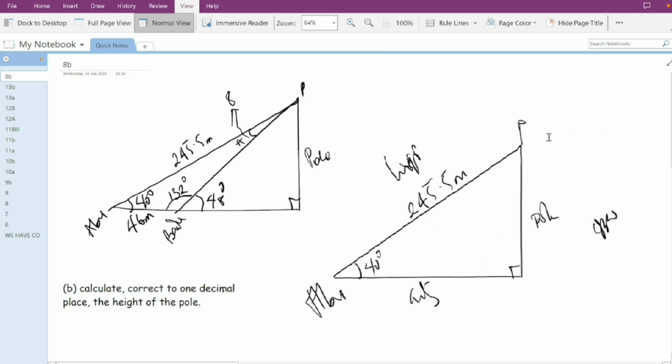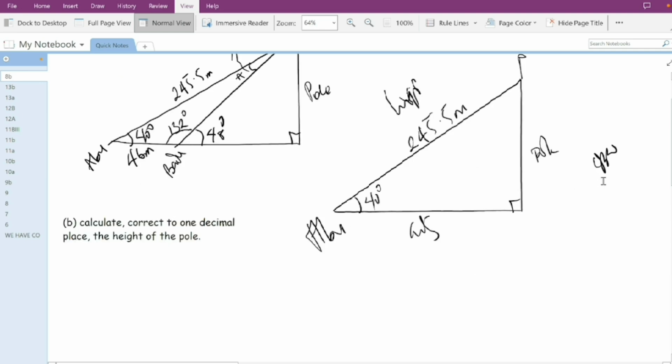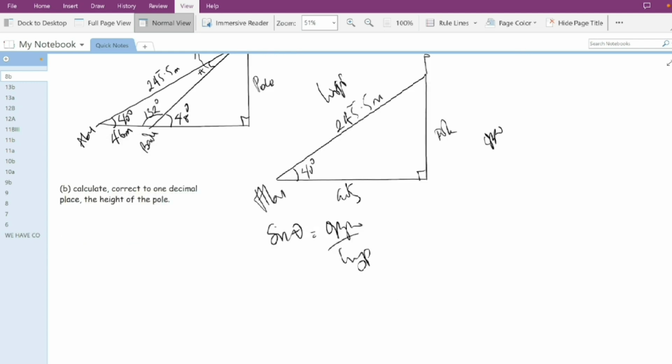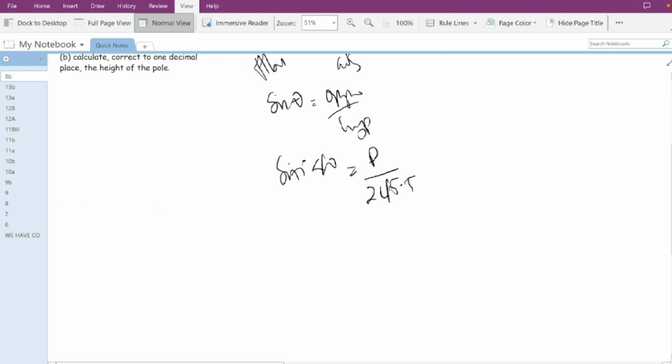And we've been asked to find the opposite side, which is this. We have the hypotenuse and we have an angle. The ratio that has both the opposite and the hypotenuse is sine theta. We have it as sine theta is opposite over hypotenuse. So we say sine 40 equals our opposite, which is the pole and is unknown, so we make it P, over our hypotenuse, which is 245.5 meters. We can say this is over 1, then we cross multiply. So we have P times 1, which is P, equals 245.5 times sine 40 degrees.